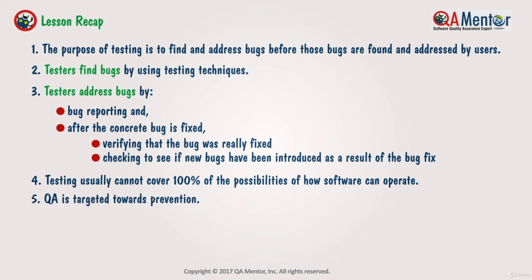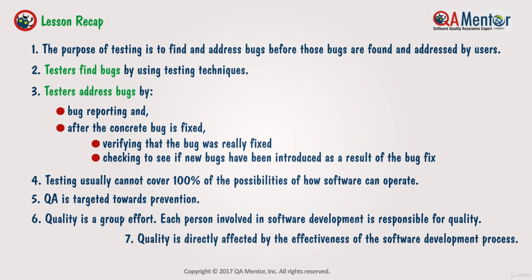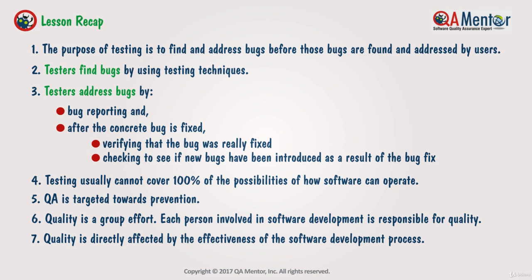Quality assurance is targeted towards prevention. Quality is a group effort. Each person involved in software development is responsible for quality. Quality is directly affected by the effectiveness of the software development process.